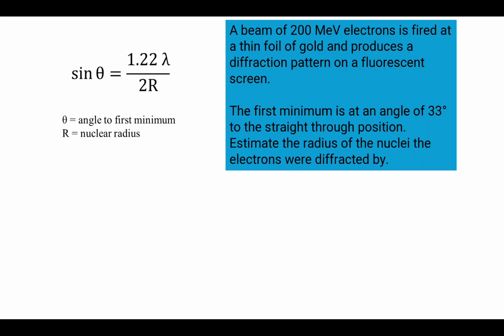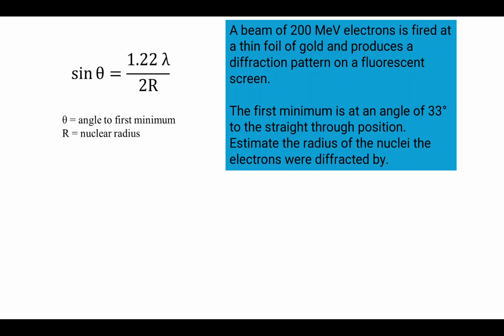So you might be wondering, how do we get the wavelength of electrons? It's a little bit more complicated than what you get at A-level, but if you ever get this type of question, that equation will be given to you. The sine theta equals 1.22 lambda over 2r. So theta is the angle to the first minimum, which is what we're interested in. R is the nuclear radius, so you rearrange that to get r.